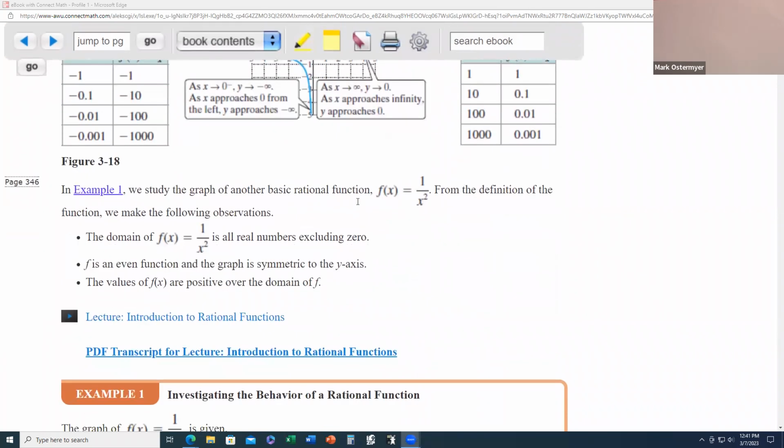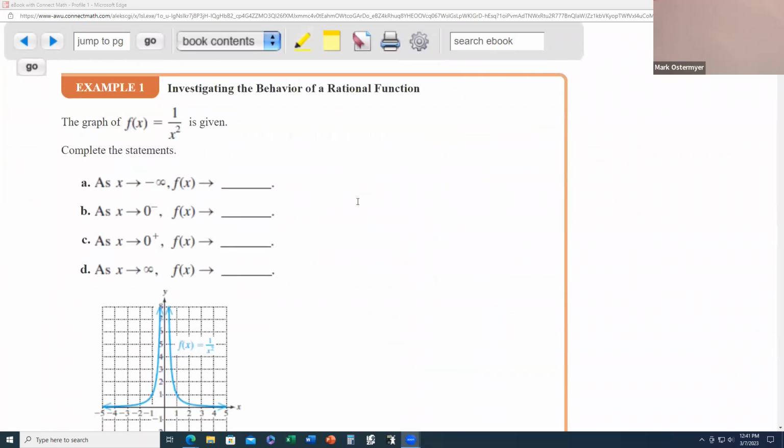All right, let's move on now. Okay, so let's look at the graph of this rational function f of x equals 1 over x squared. And you can see that it has been graphed. There it is in blue. We can see that this graph is symmetric with respect to the y-axis, so this would be an even function.